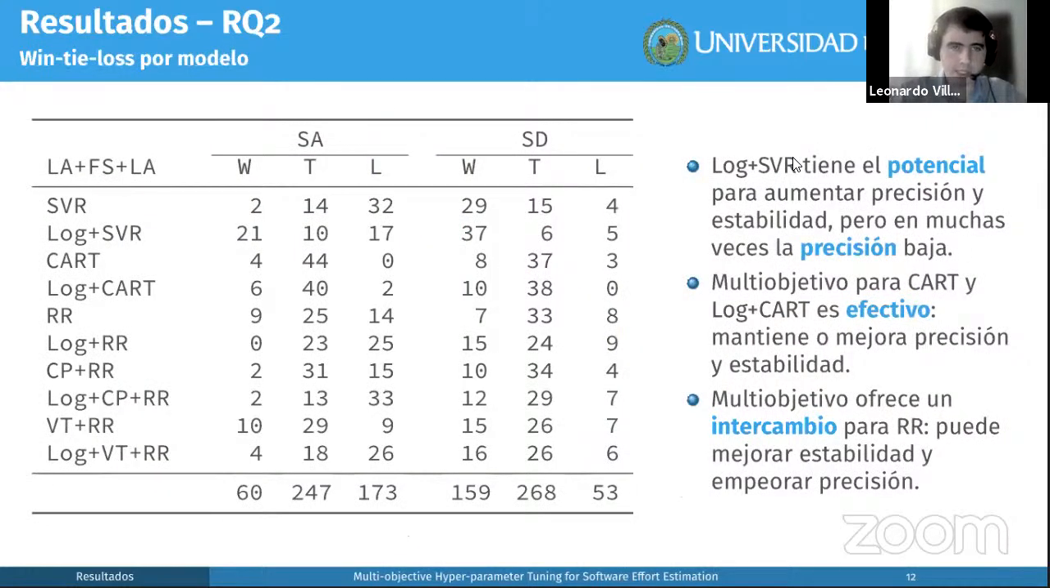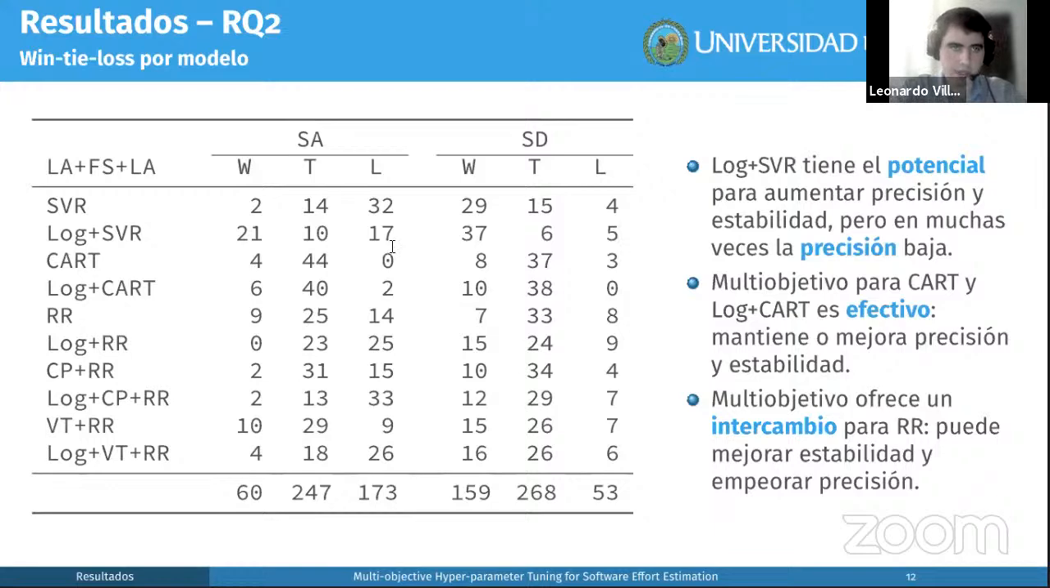Para la segunda pregunta de investigación, nuevamente hicimos el análisis de win-tie-loss para cada uno de los métodos de ajuste contra su versión multiobjetivo contra su versión de un solo objetivo. Y hicimos este análisis desde la perspectiva de los modelos, pero también desde la perspectiva de los métodos de ajuste. Vamos a empezar con la perspectiva de los modelos.